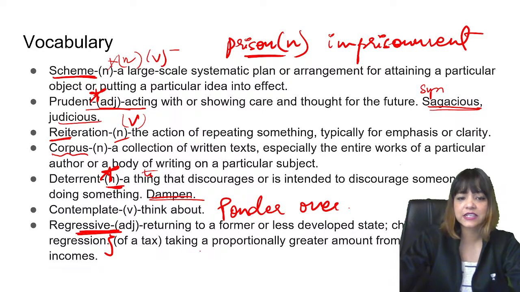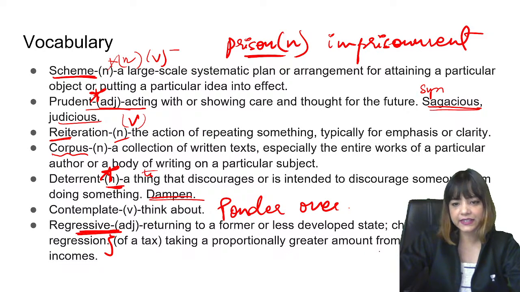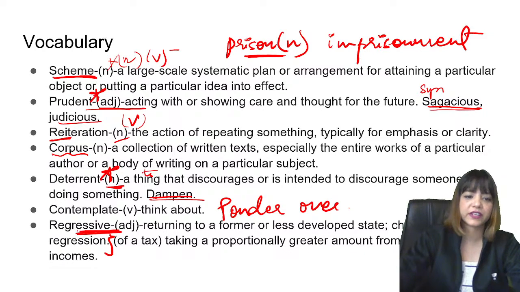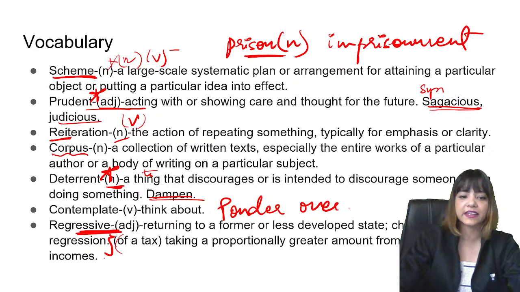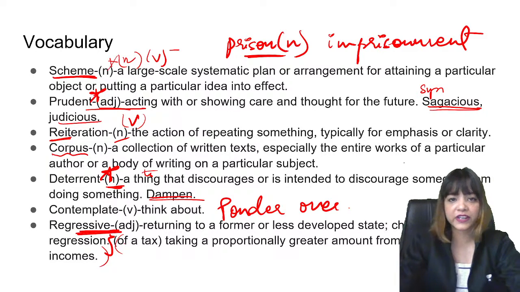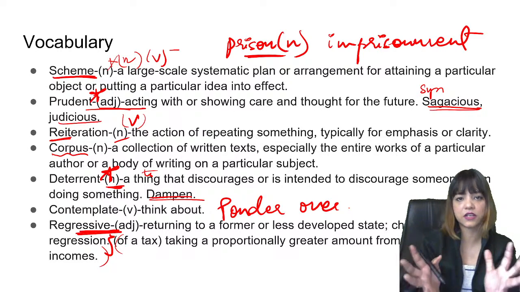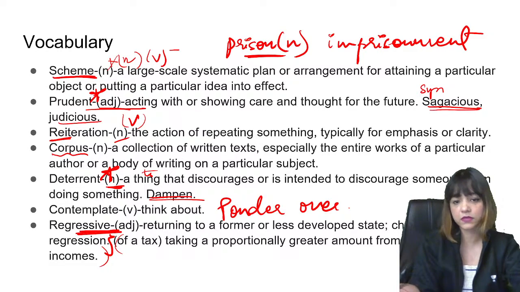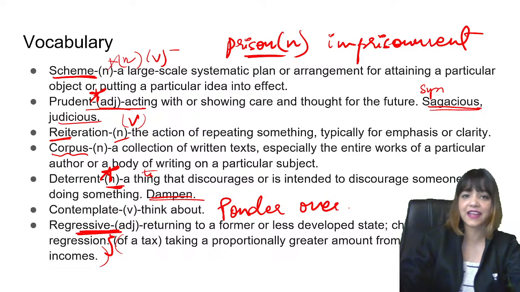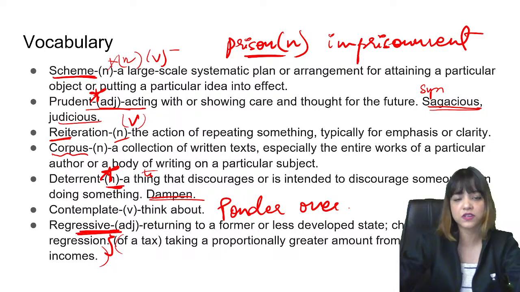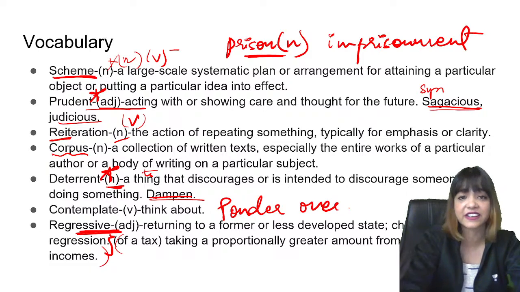When we talk about tax, taking a proportionally greater amount from those on lower income. So if someone belongs to a lower income group and we are taking a large chunk of their earnings in the form of tax, then that is also a step that is called regression. Regressive step. I hope this is clear till here.